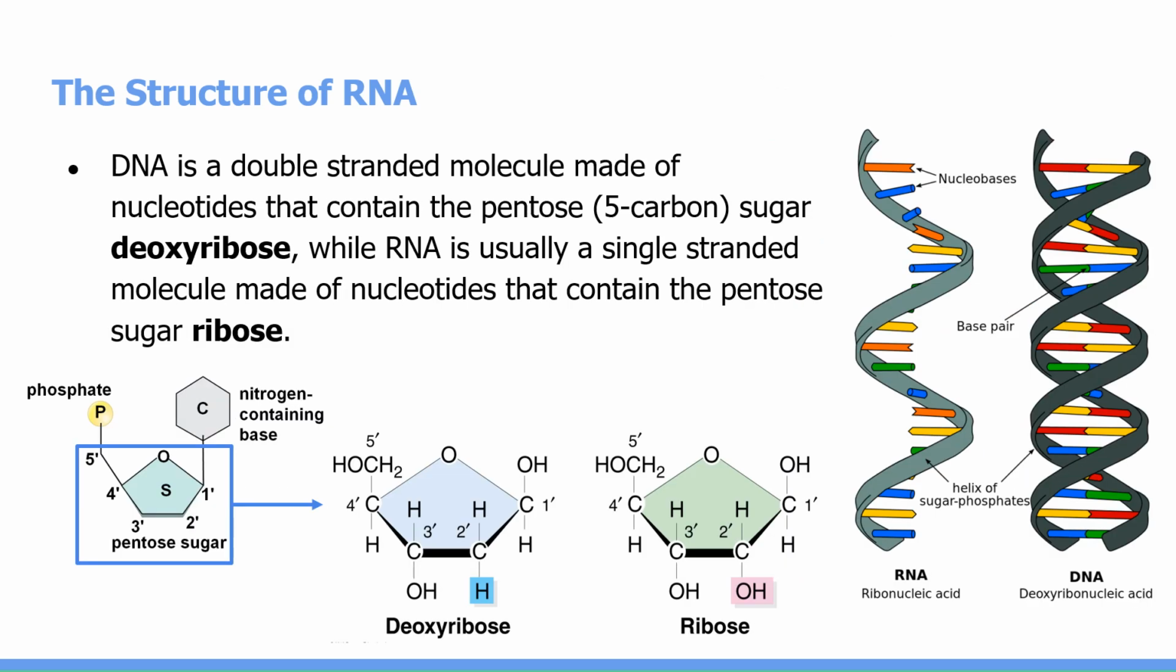So DNA is usually a double-stranded molecule made up of nucleotides that contain the sugar deoxyribose, while RNA is usually a single-stranded molecule, can be double-stranded in viruses, made up of nucleotides that contain the pentose sugar ribose. You don't need to know the big difference between the ribose and deoxyribose structure, but just as a note, it's on the 2' end. The difference is ribose has a hydroxyl group, while deoxyribose has a hydrogen.